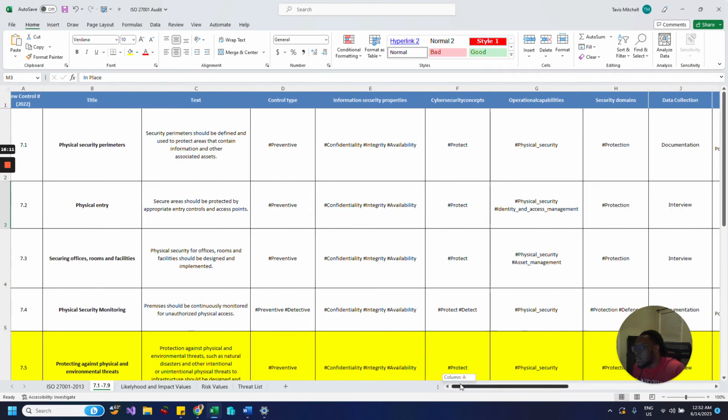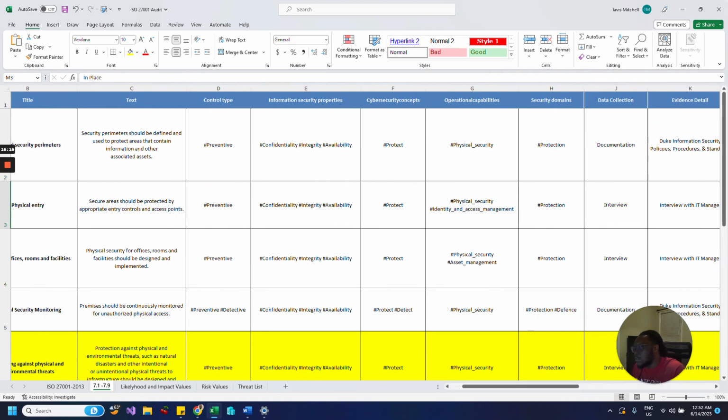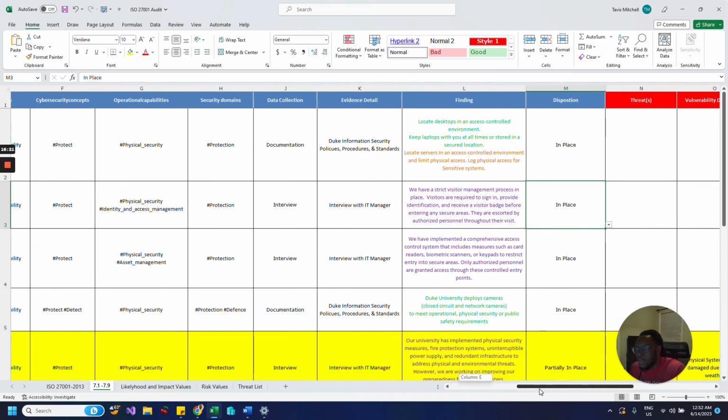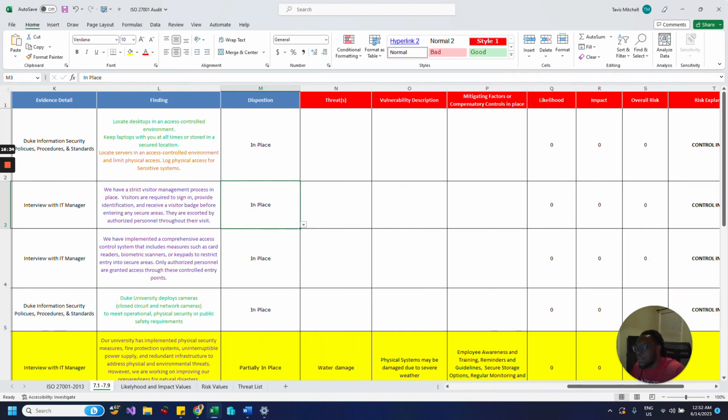7.3, securing offices, rooms, and facilities. Physical security for offices, rooms, and facilities should be designated and implemented. All right. We have implemented a comprehensive access control system that includes measures such as card readers, biometric scanners, or keypads to restrict entry into secure areas. They're compliant with that. Okay, they're compliant with these top 3 controls.